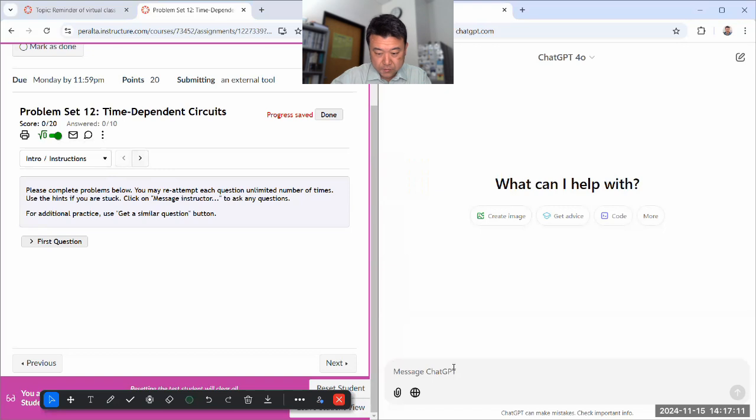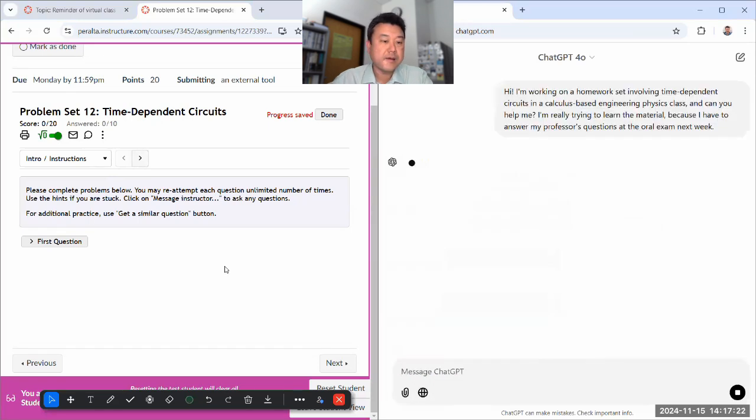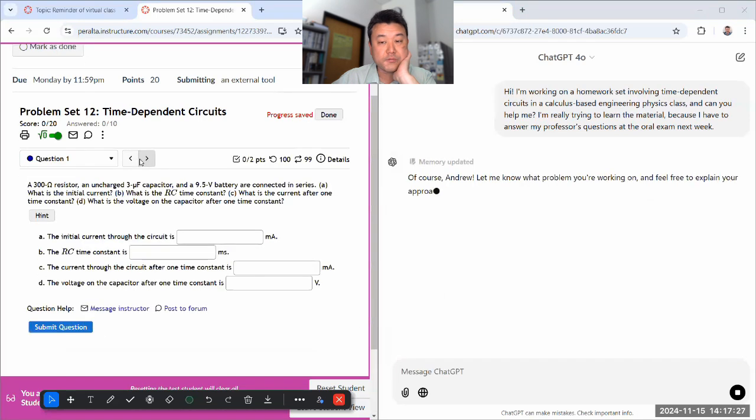So let me start with my usual prompt. I think it's this homework involving time dependent circuits. And then let's pick one or two substantive questions to work through with ChatGPT's help.